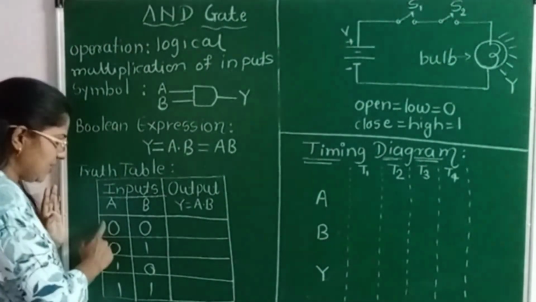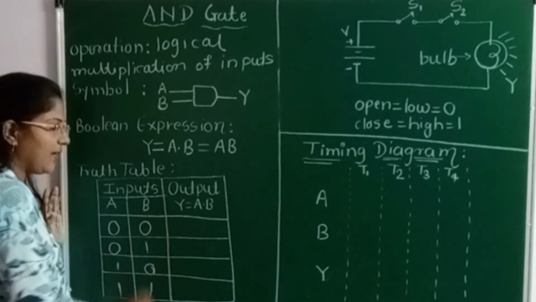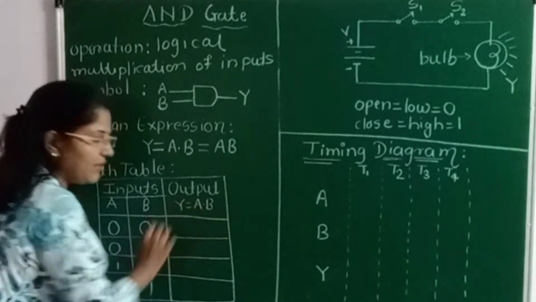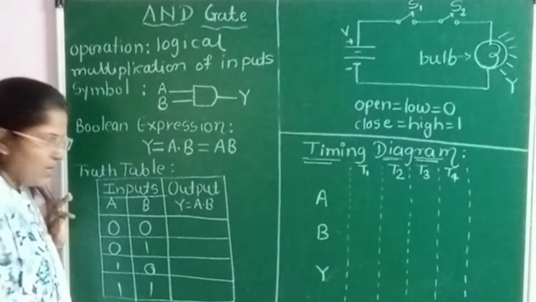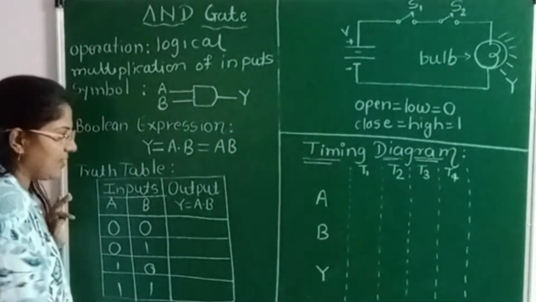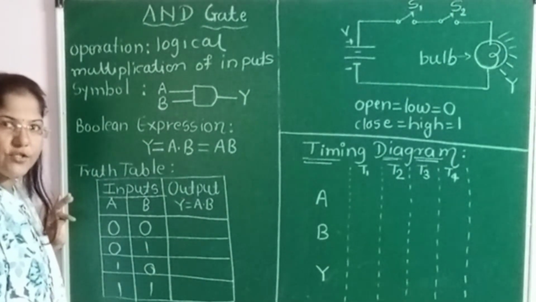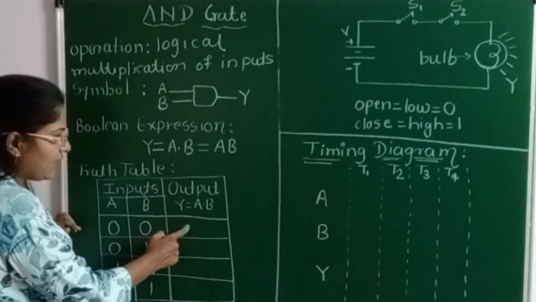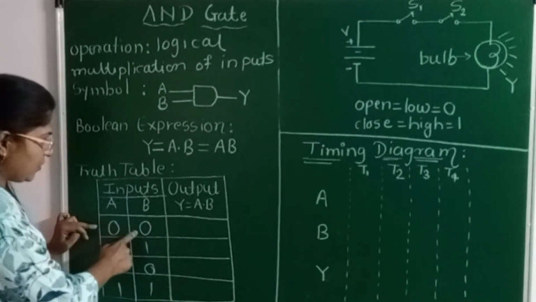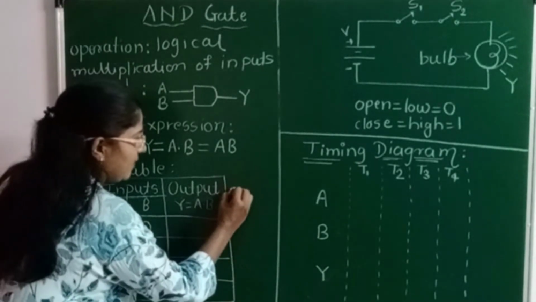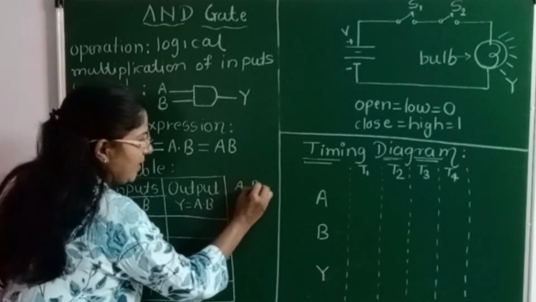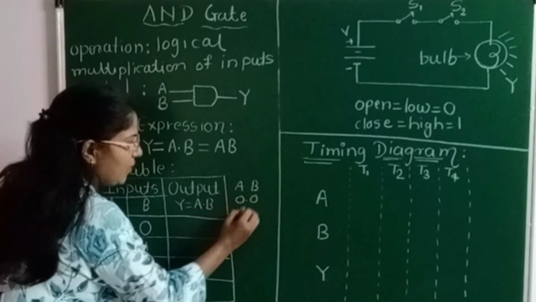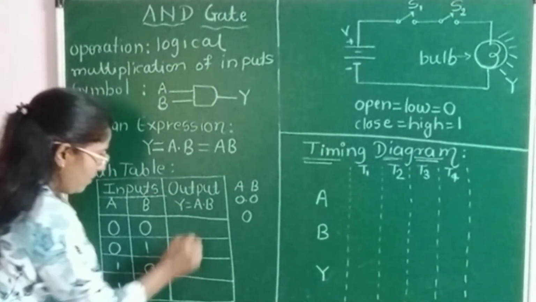Now next, by using these input values, I have to find out the output. So to find out the output, obviously I need to have the Boolean expression also. So Y equal to AB, that indicates it is going to take the multiplication of the input values. Now find out the first output value where A is equal to 0, B equal to 0. So here I will write A, B, the value of A is 0, value of B is 0. So 0 into 0, the result is 0.